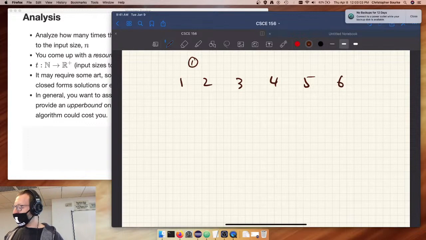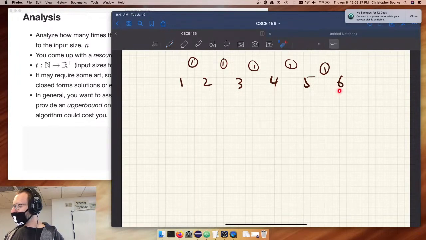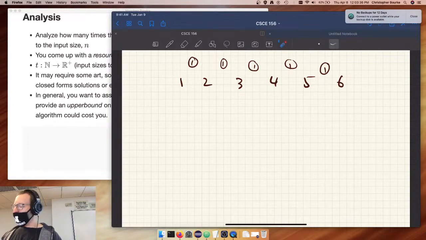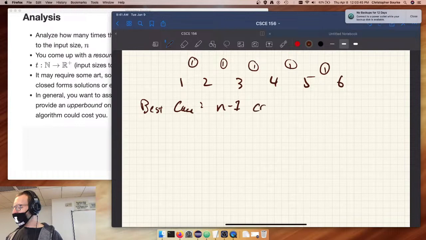Then we move on. And now our temporary variable is 3. We make one comparison between 2 and 3 to see that 3 is where it needs to be. We make another comparison between 3 and 4. You see the pattern now? And the last one that we make is on 6 and 5 to see that 6 is where it needs to be. So if we got lucky and we tried to sort an already sorted list, insertion sort performs how well? Best case. There are going to be n minus 1 comparisons.